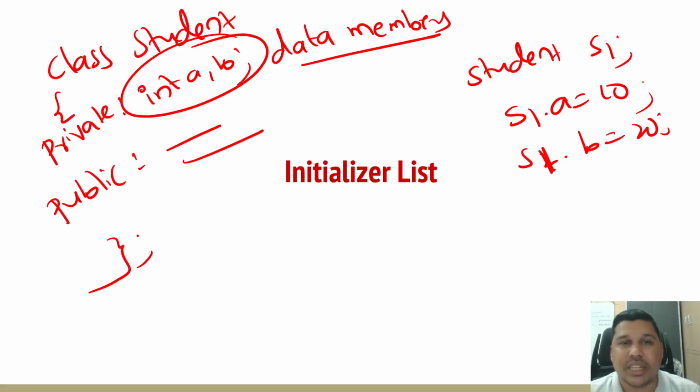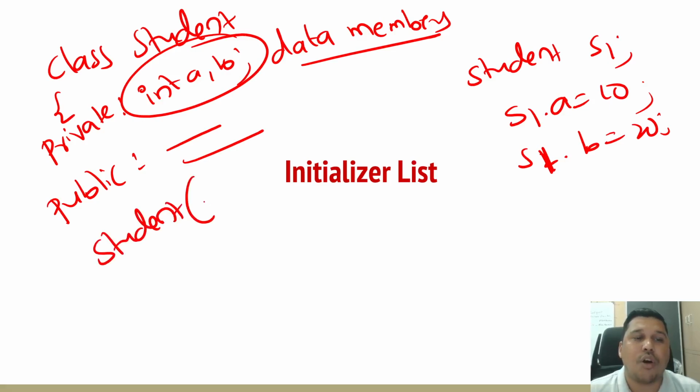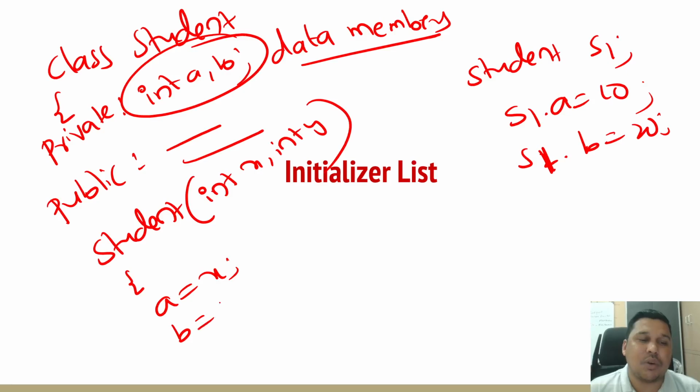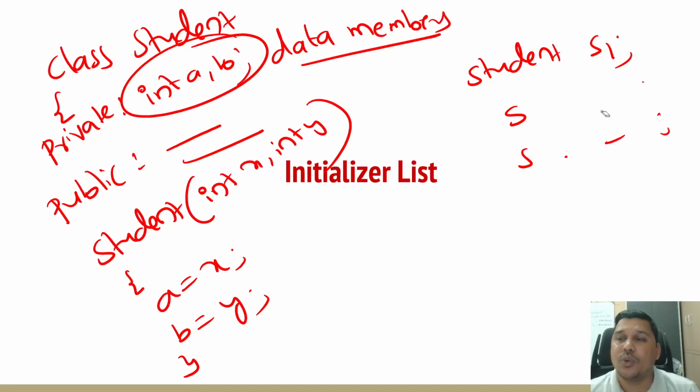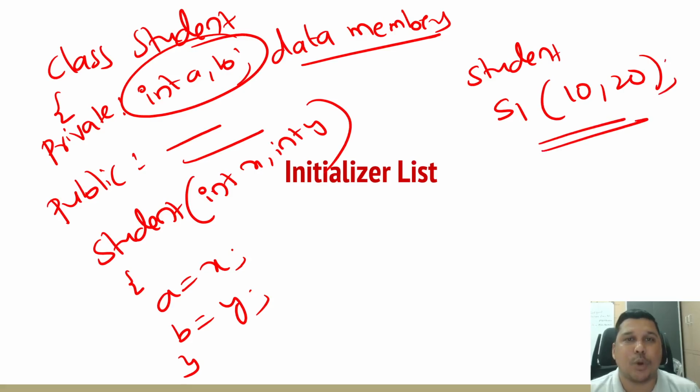We studied constructors. We said that using a constructor you can initialize those private variables. We studied in the previous session that you can create a constructor with the class name student. So you can write student of int x comma int y, and here you can write a equal to x and b equal to y. And while creating an object, you can create an object s1 with some values. You will create student s1 of 10 comma 20. Like this, you will be creating an object, right?